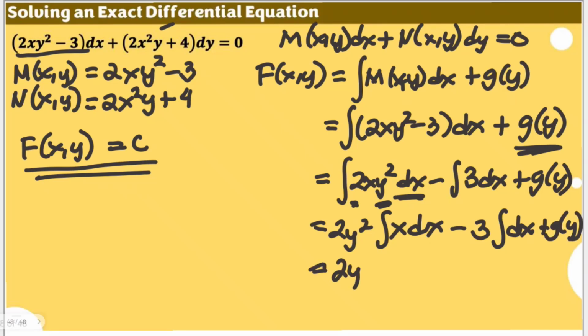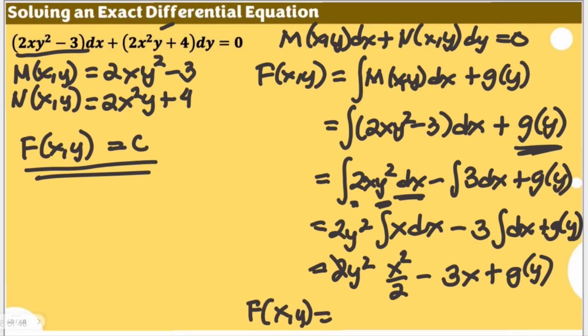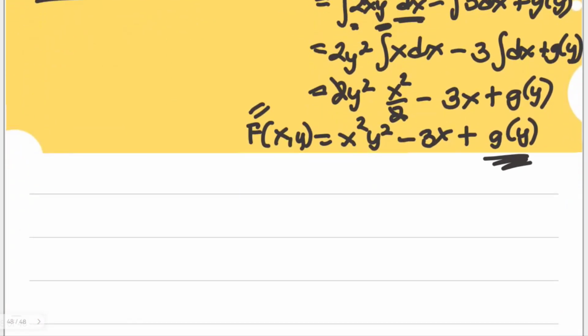Of course, you will have 2y squared here still, and the integral of x dx is x squared over 2. Supposedly, there should be plus c, but let's just leave it for later. And minus 3x, since the integral of dx is just x, plus g of y. So, to finalize this, your f of xy, canceling this, is x squared y squared minus 3x plus your function g of y. As this is already the solution, we are almost done. We're saying almost because there's still g of y that needs to be expressed in terms of y. So how do we solve g of y?